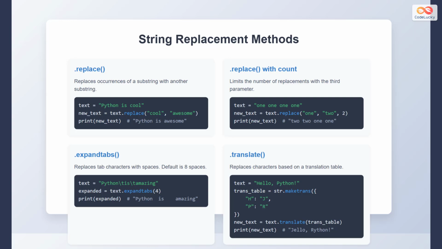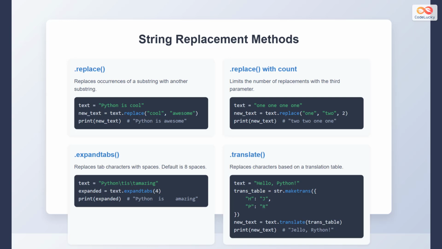The .expandtabs method replaces tab characters with spaces. By default, it uses 8 spaces, but you can specify a different number of spaces as an argument. For example, if you have the text "Python\tis\tamazing" and you call expandtabs(4), the result will be "Python is amazing".